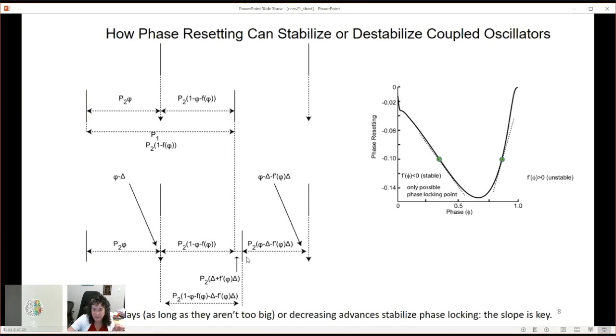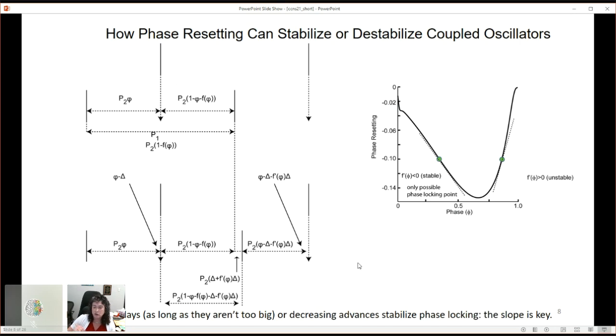And the difference in the time that it's going to fire is going to be the perturbation delta plus the slope of the phase resetting curve times that perturbation delta. That's going to be the jiggle. That's going to be the jitter. So if the slope is exactly -1, then delta plus negative delta is 0, and the perturbation goes away in one cycle. But the important point is that if the slope is negative, that perturbation gets smaller and smaller.